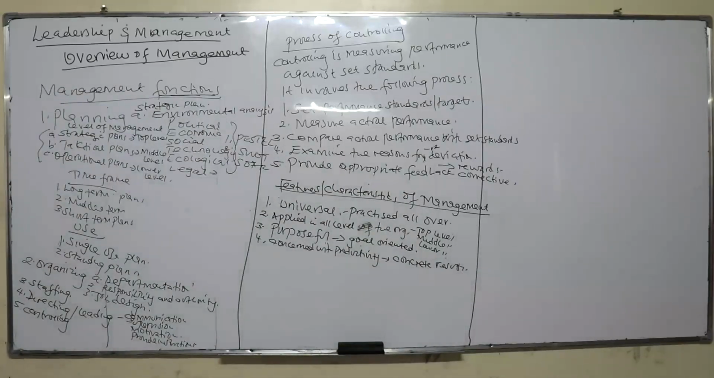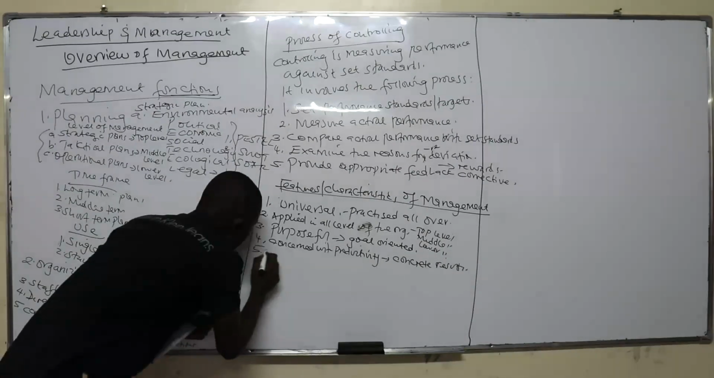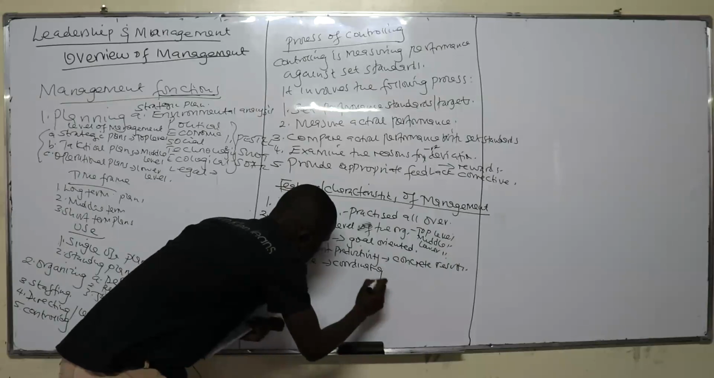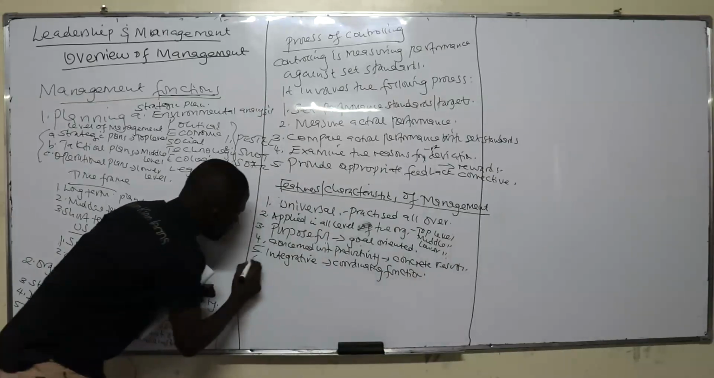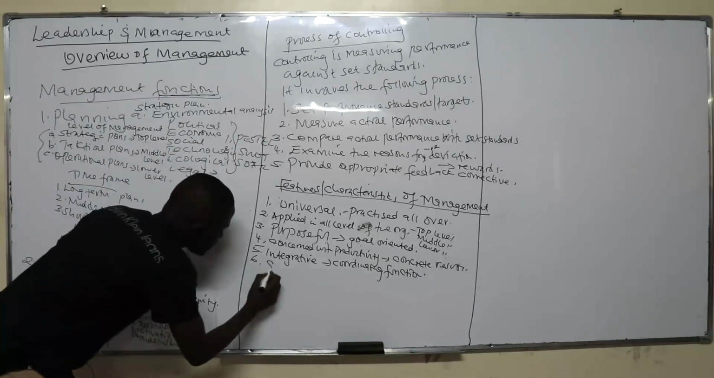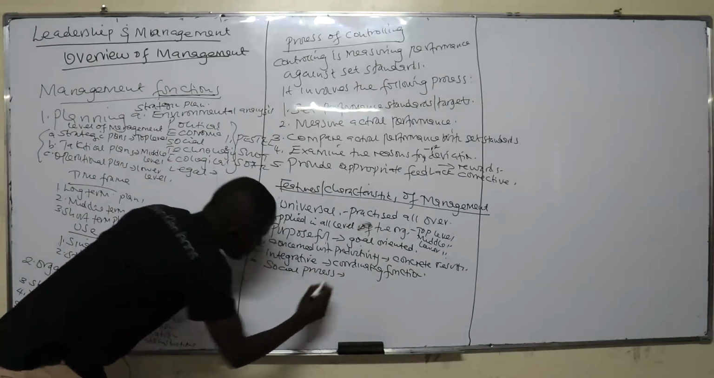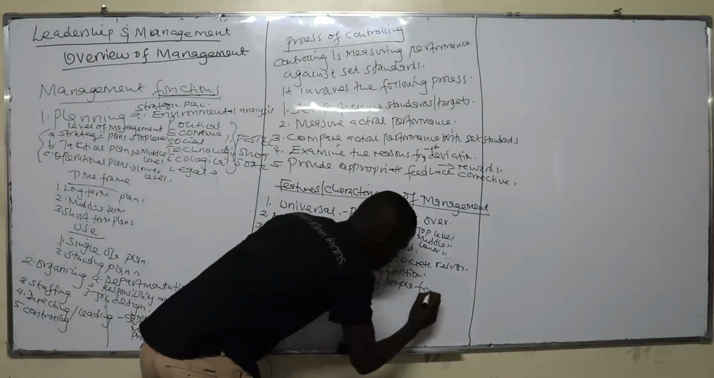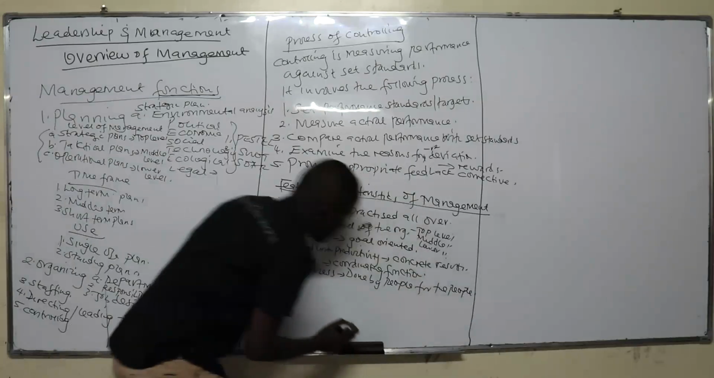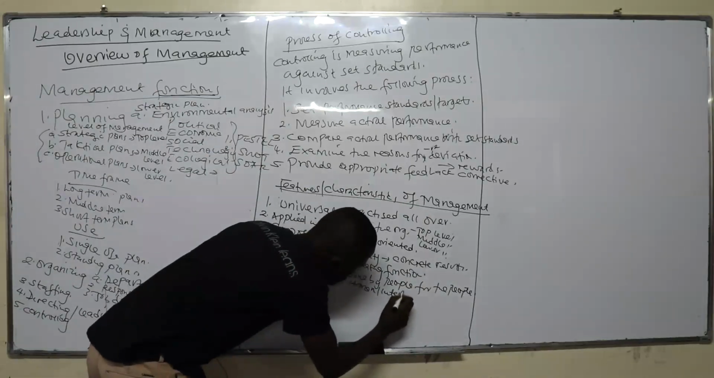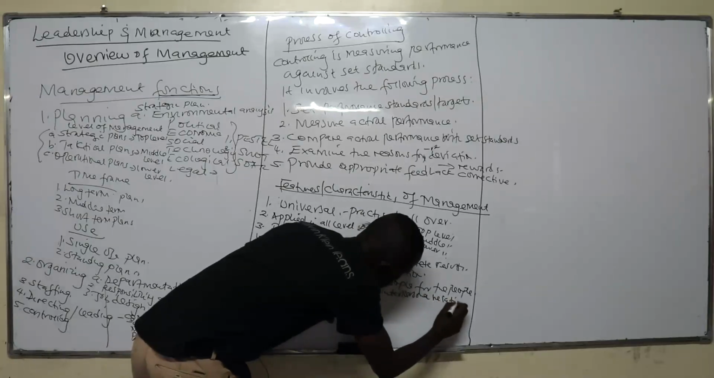Then it's integrative. What it means by integrative is that it's a coordinating function. It coordinates the efforts done by each and every member of the organization to ensure that it gives results. Then it's a social process. What does it mean by social process? Done by people, for the people. There's a lot of interaction. Social process means that there are human or interpersonal relations.